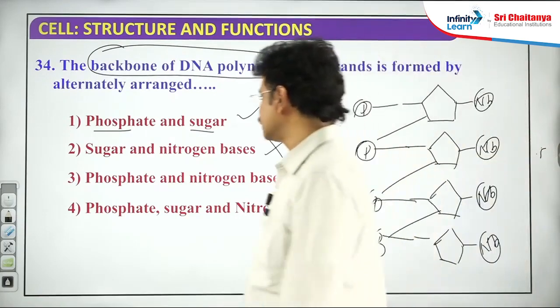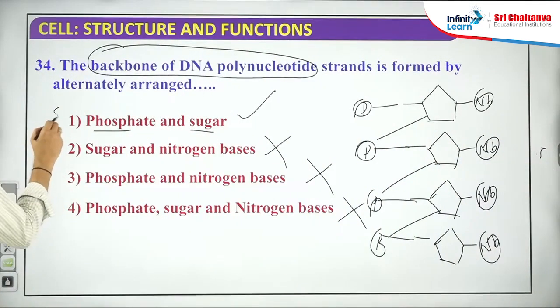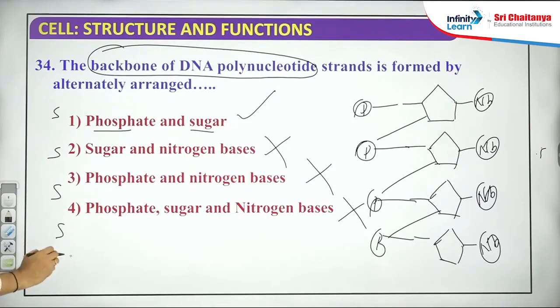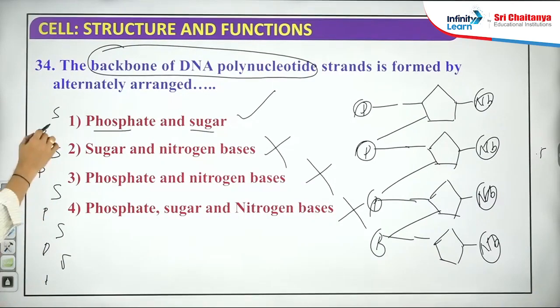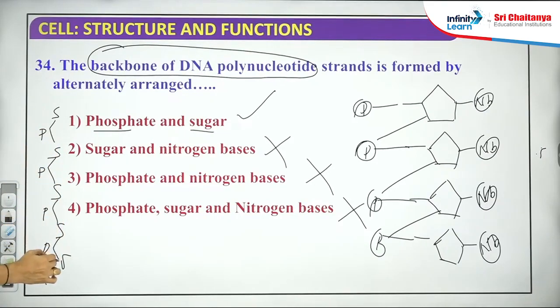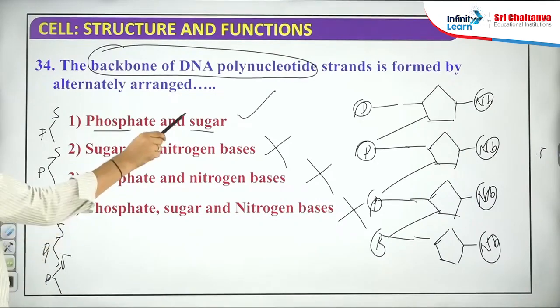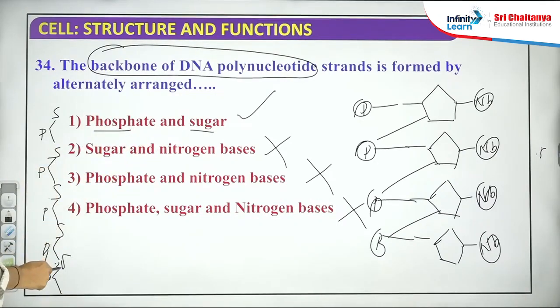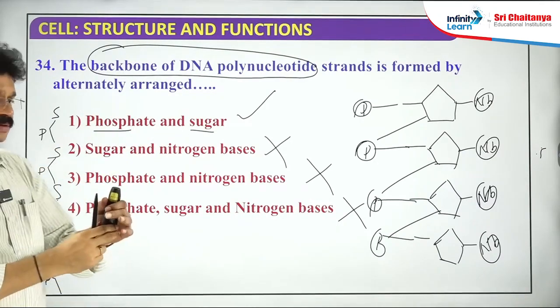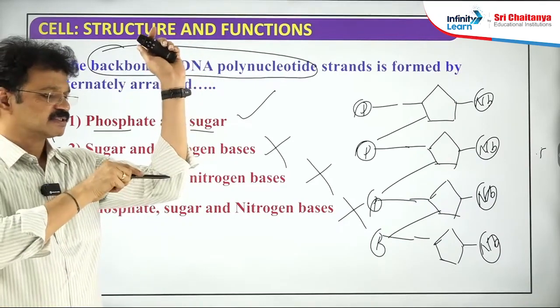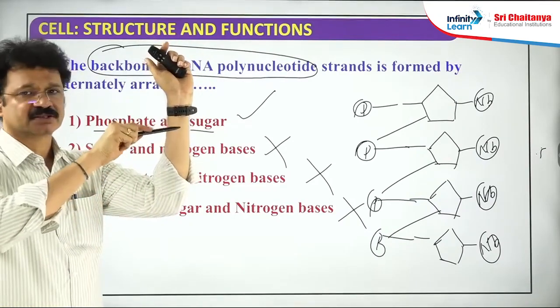So the backbone of the DNA is made up of sugar and phosphate alternately. S for sugar. Phosphate. Sugar, phosphate at the backbone of DNA. This is a DNA backbone. Sugar, phosphates. Nitrogen base should not be included in the backbone. Nitrogen bases appear like just lateral side chains.